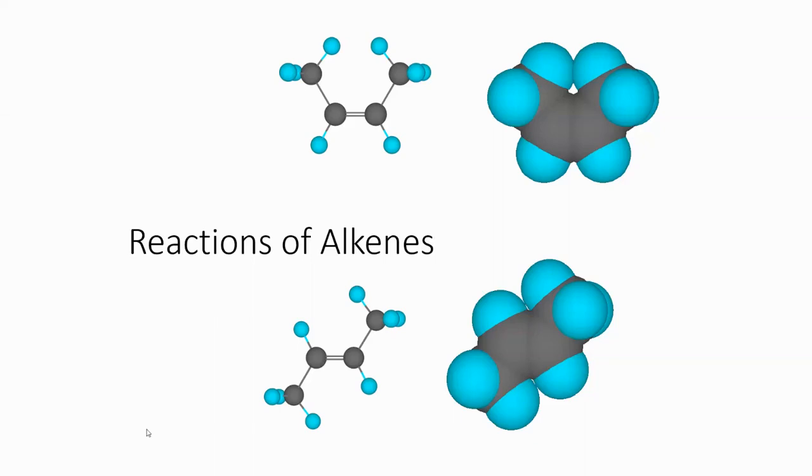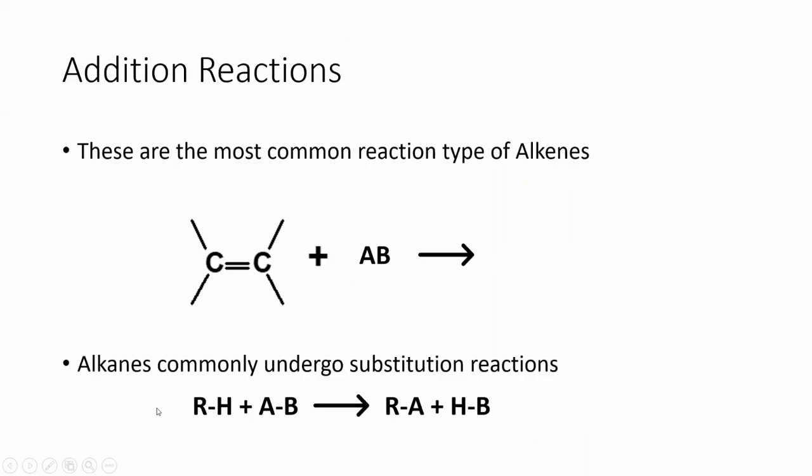This screencast is all about some common reactions of alkenes. Alkenes tend to undergo addition reactions. In addition reactions, the double bond will be broken and some new compound, let's give it the general formula AB, will add across the double bond.